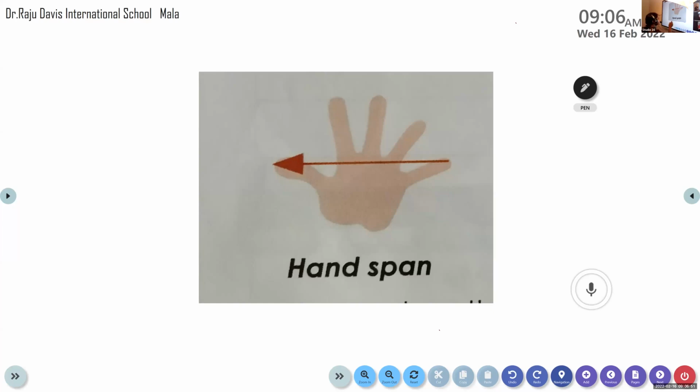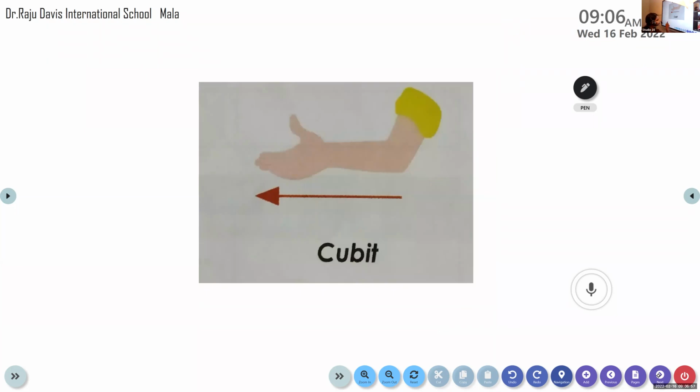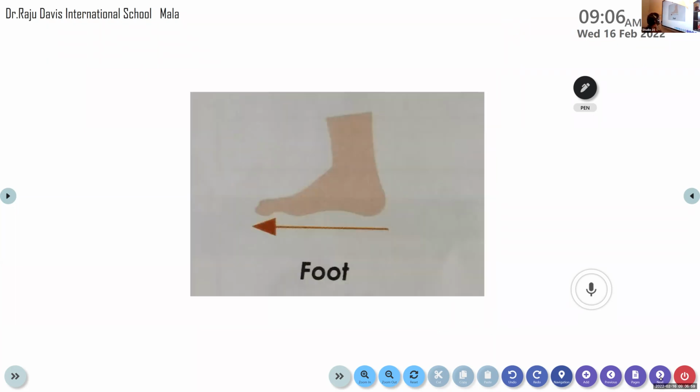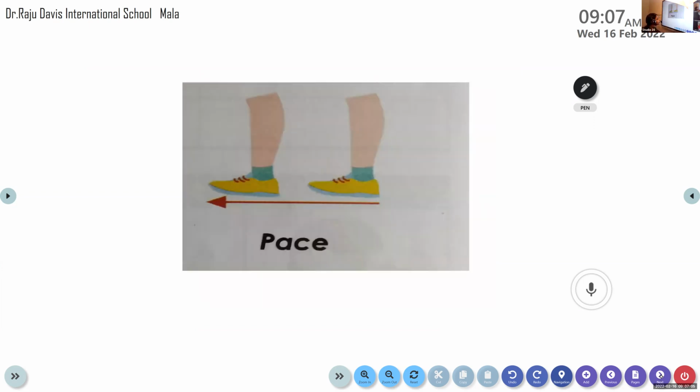So this we already discussed. Hand span, distance from thumb to the small finger. Cubit, it's from elbow to the middle finger. And the third one, foot, it is from heel to the longest toe. And the fourth one, today we have pace. P-A-C-E, pace. Pace means a single step taken when walking.